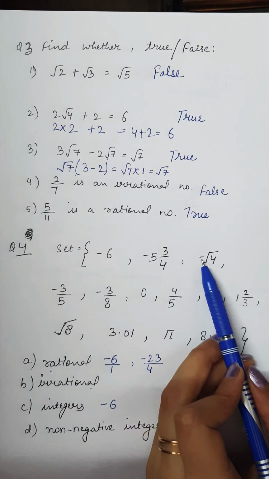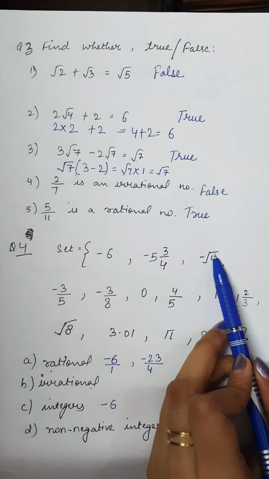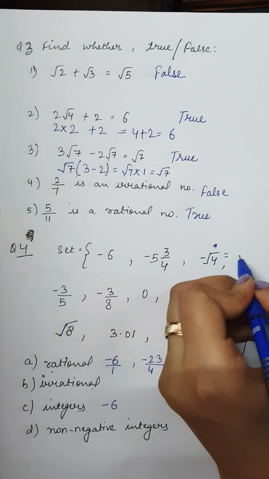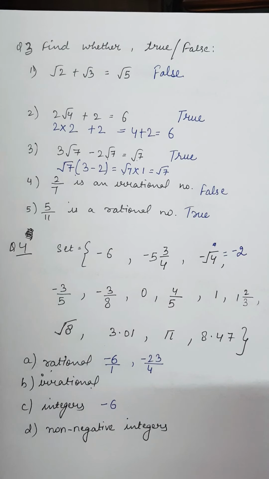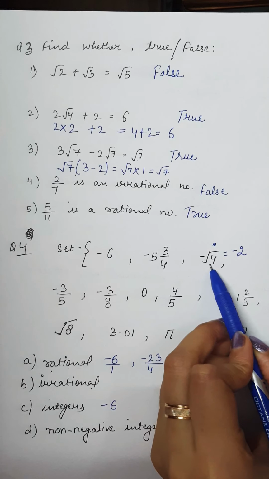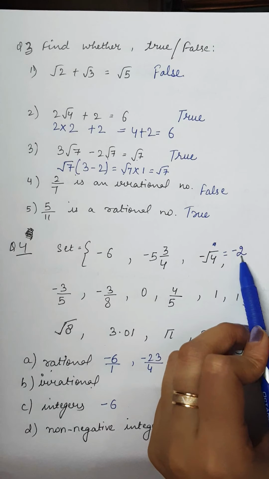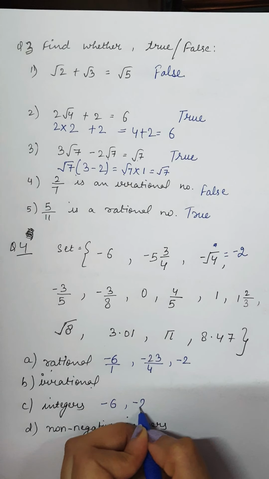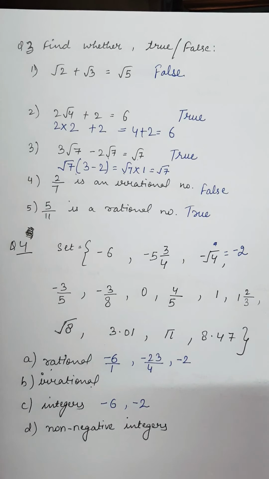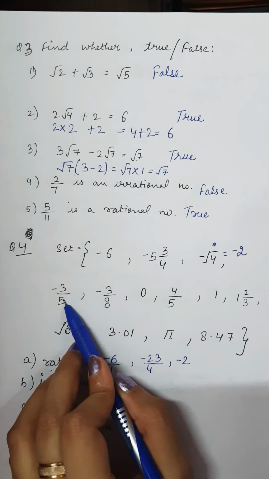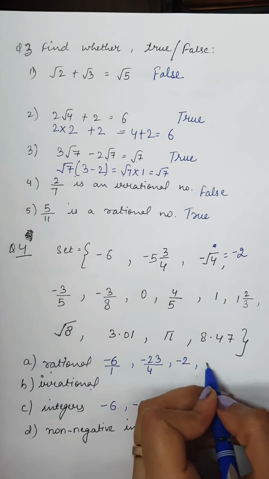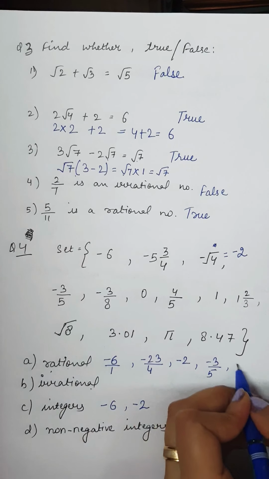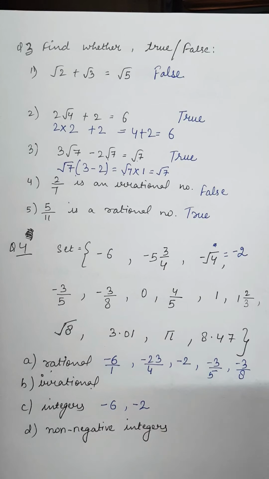Minus under root 4, let us simplify it here. This is going to be minus 2, isn't it? Minus as it is, and under root 4 is 2. So now minus 2 is a rational number and an integer also. Agree? Now let's come to the next. Minus 3 by 5, straight away a rational number. Minus 3 by 8, simply a rational number.